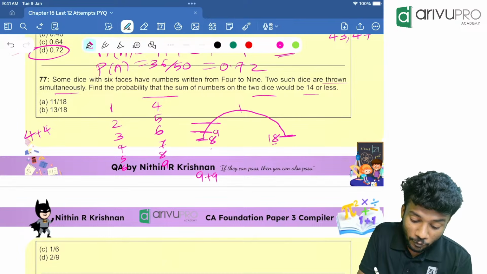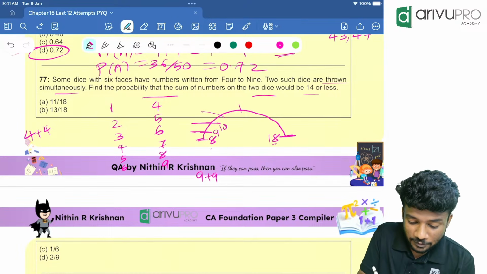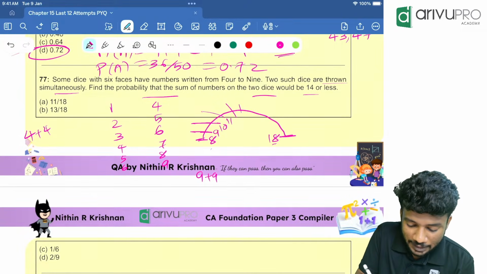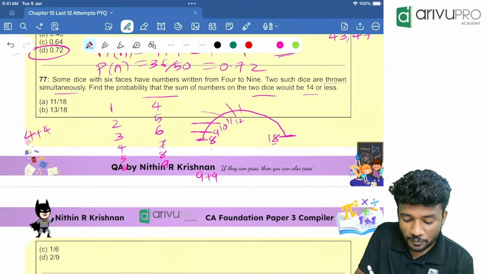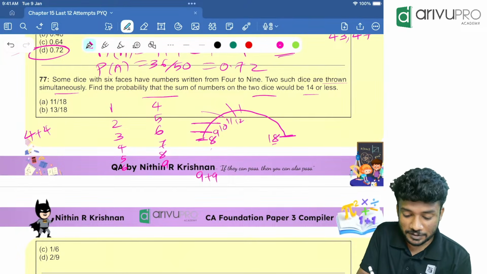9. Then 4 plus 6 is how much? 10. Then 5 plus 6 is how much? 11. Then 6 plus 6 is how much? 12. Then 7. The maximum number of repetition is happening over. Maximum number is coming for 7. 7 plus 6 is how much?